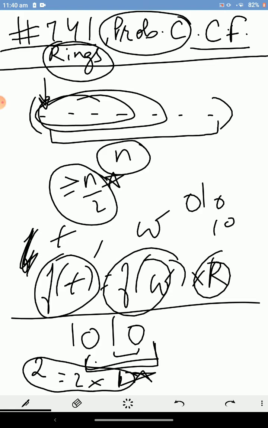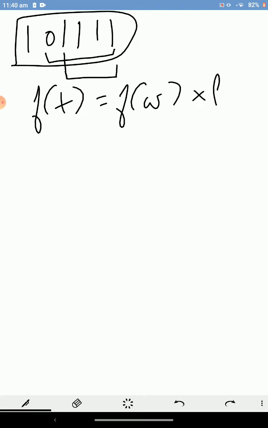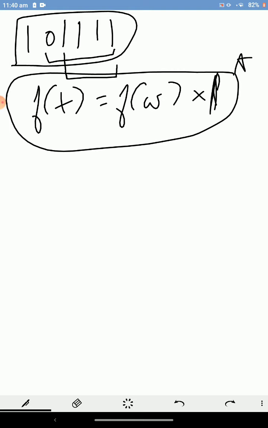Let us consider some more example test cases, then we'll get better intuition of this problem. The first case is 101111. We can take the string t starting from index number 1 till the last index, and our second string could start from index number 2 and go up to the last position. In this case f of t will be equal to f of w into 1, the k will be equal to 1.